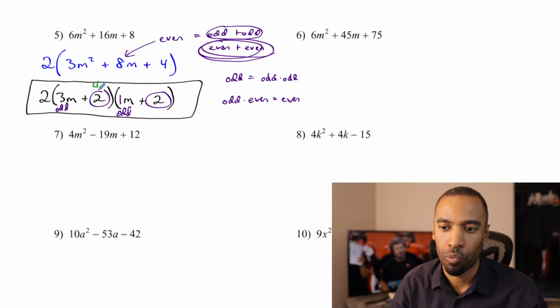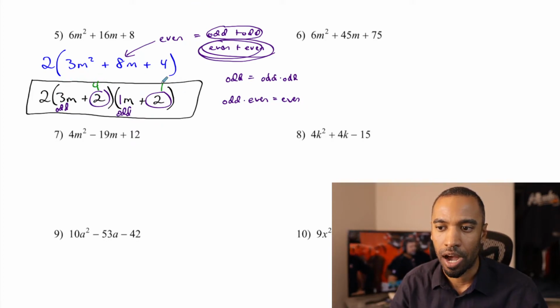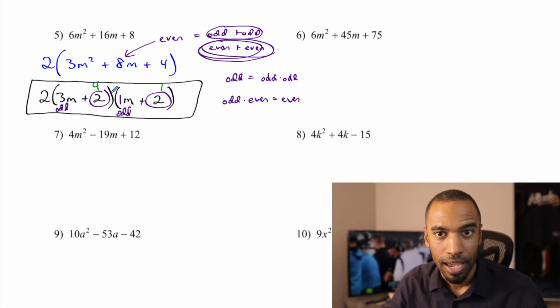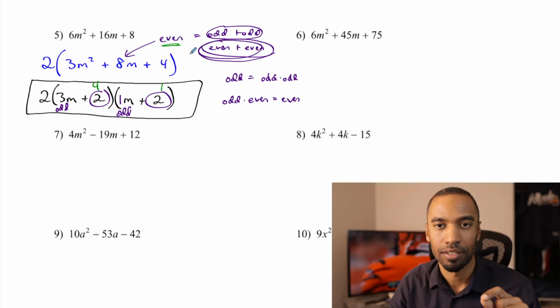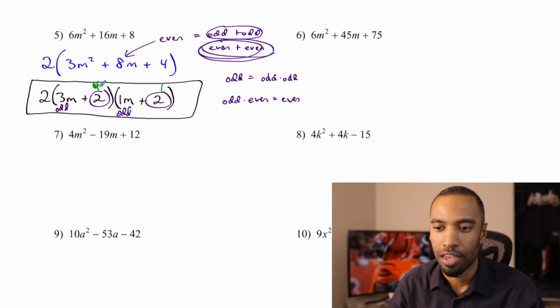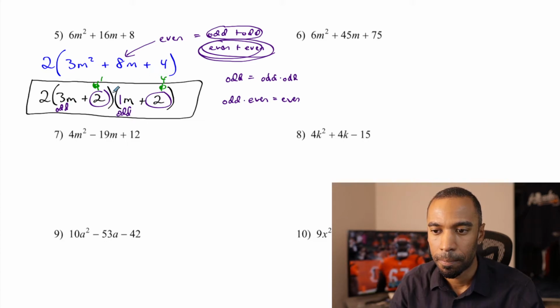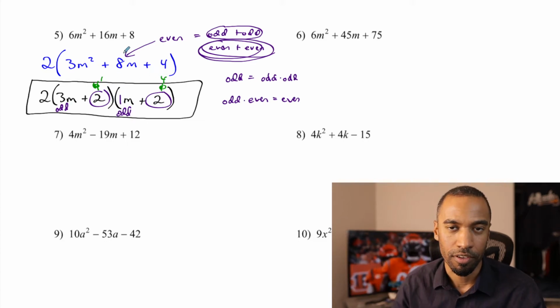See, if I did 4 and 1, that would be doing an odd times an odd. That's an odd. And then odd times even is an even. Odd plus even is not even. It's odd. Or if I did 1 and 4, odd times even is even. Odd times odd is odd. You have even plus odd again.